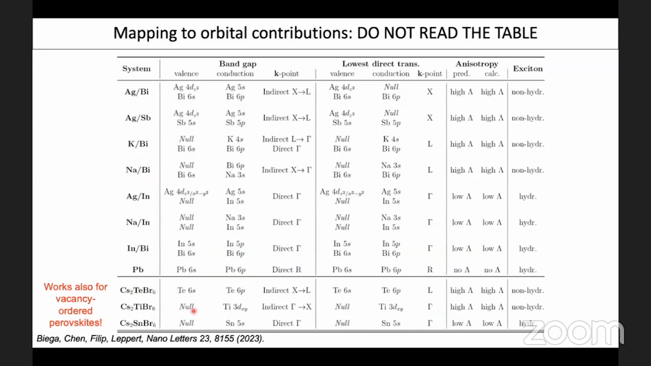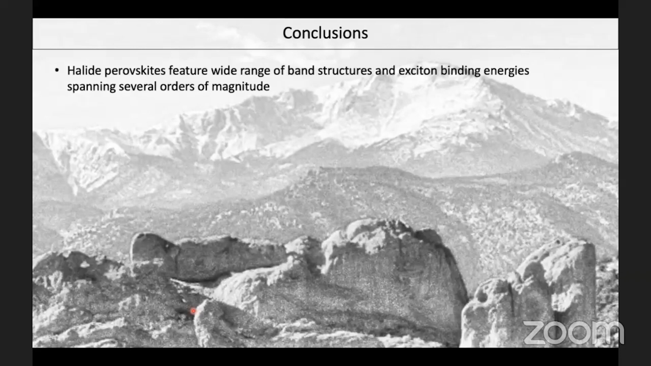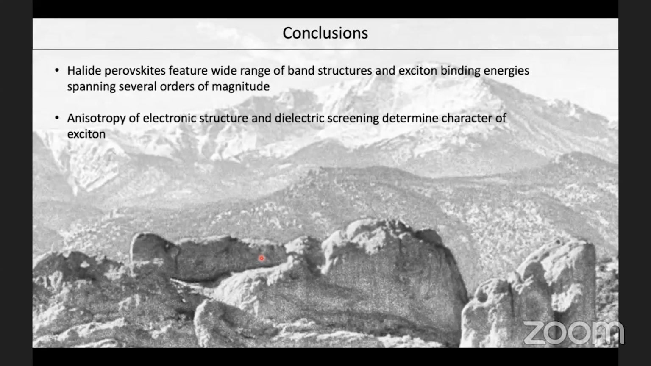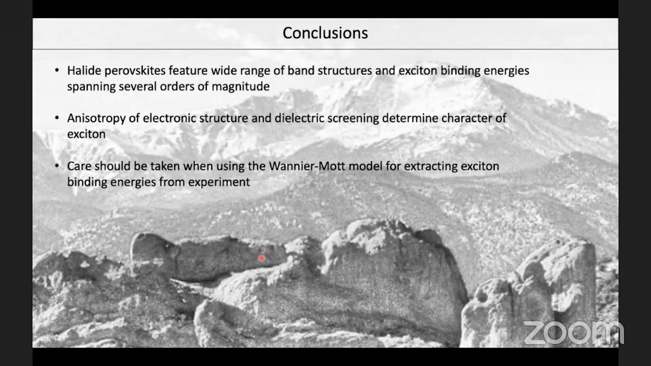And in conclusion, we basically see that halide perovskites really feature a very wide range of band structures and exciton binding energies that span several orders of magnitude, and that it's really the anisotropy of the electronic structure and dielectric screening, which are determined by the electronic structure of these systems, that determines the character of the exciton. And for experimentalists, I would say that the take-home message is that care should be taken when using the Wannier-Mott model for extracting exciton binding energies from experiment.